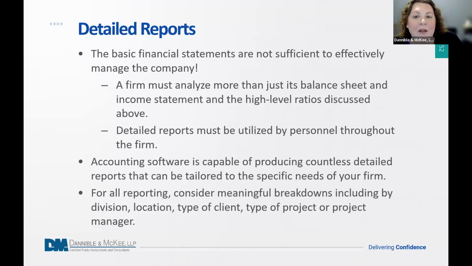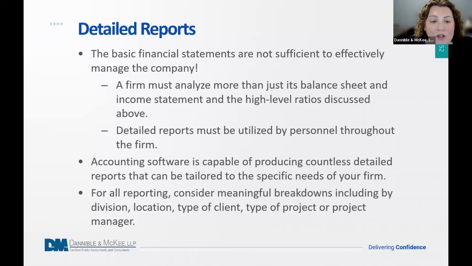A firm must analyze more than just its balance sheet and income statement and the high-level ratios discussed previously. Detailed reports must be utilized by personnel throughout the firm. So this is what we're talking about here. There may be reporting that you give project managers specifically, but don't leave them out of the mix. They're the ones out there doing the work, having direct correlation with how these ratios are being performed.